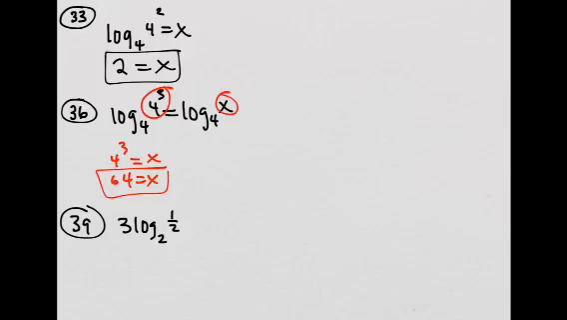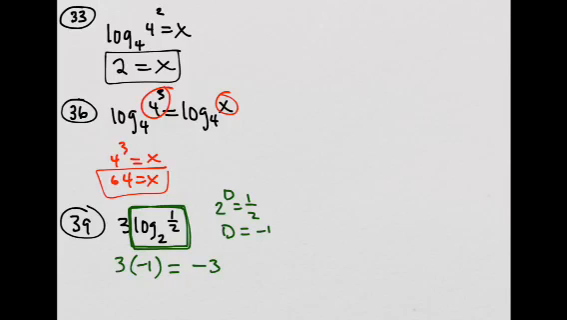For number 39, I'm going to simplify this part, and then whatever I get, I'm going to multiply by 3. So log base 2 of 1/2, you're saying 2 to what power equals 1/2, right? So that means that equals -1. So 3 times -1, because this whole box right here is -1. So 3 times -1 is -3.